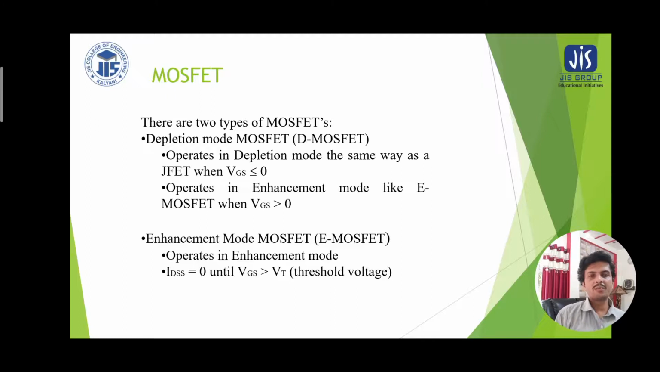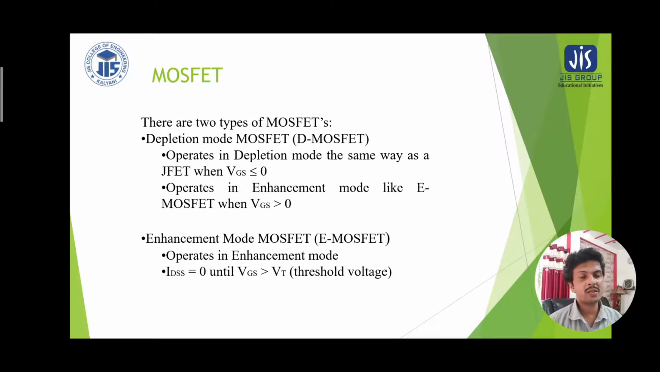The abbreviation MOSFET refers to metal oxide semiconductor field effect transistor. There are two types of MOSFETs: one is the D MOSFET, another is the E MOSFET. D MOSFET stands for the depletion type metal oxide semiconductor field effect transistor. It is a mode of operation. In this mode, it operates the same way as a JFET when VGS is less than or equal to 0.